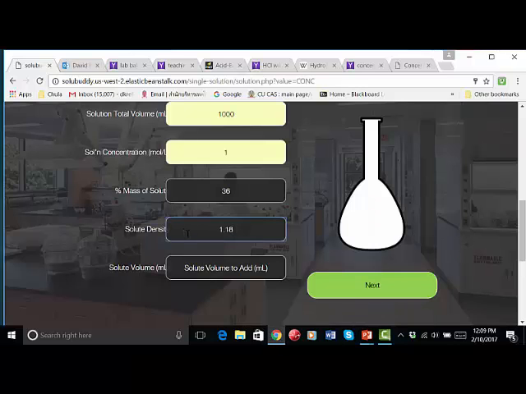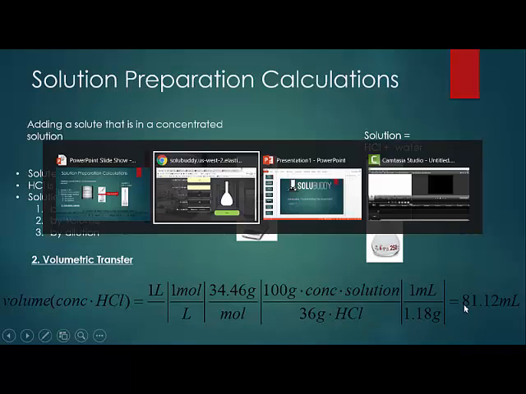Wait, 1.18 grams per mil. Actually, without those units being specified, that's a little confusing. But I'm pretty sure that that's what it's asking. So we need to clarify things as we restructure this page. We're getting there. It's 81.12.